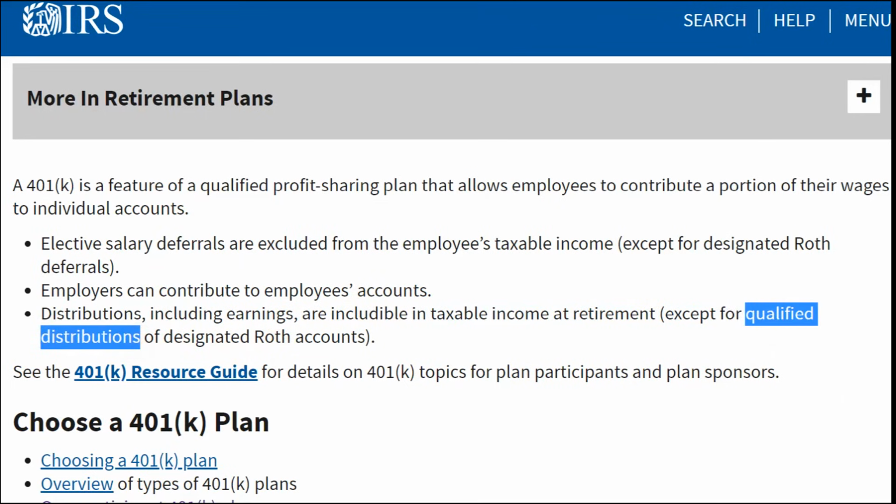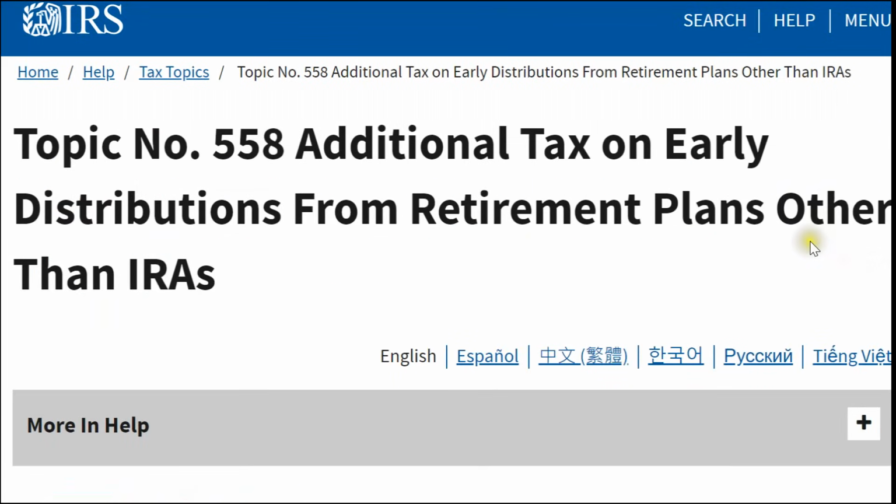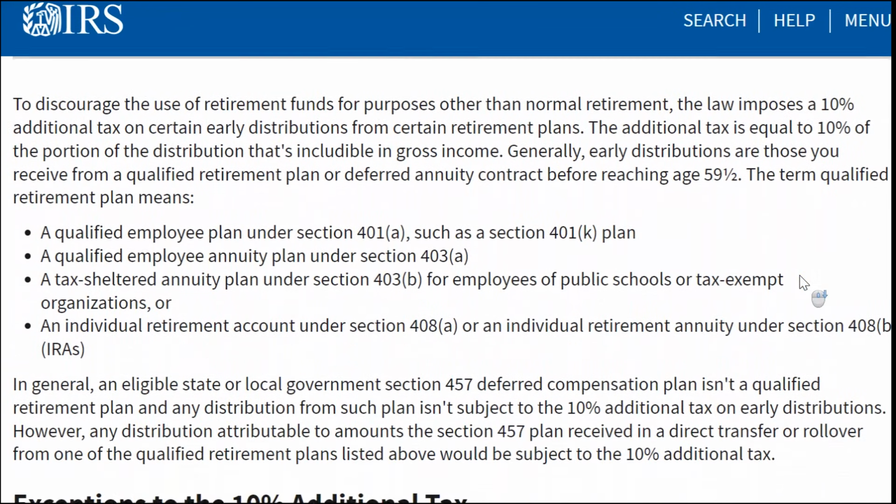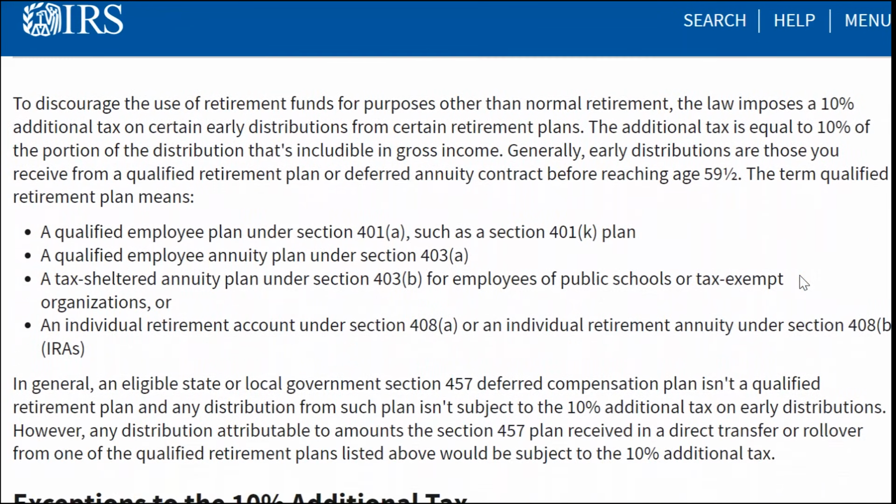So that could be the earnings on your Roth 401k balance, for example, or any after-tax balances that have earnings. Then, if you are under the age of 59 and a half, for most people, there are some exceptions. If you're under 59 and a half, you could owe additional penalty taxes. That's typically 10% of the amount you withdraw. So if you withdraw $10,000 early, a 10% penalty would be $1,000 on top of any income tax.